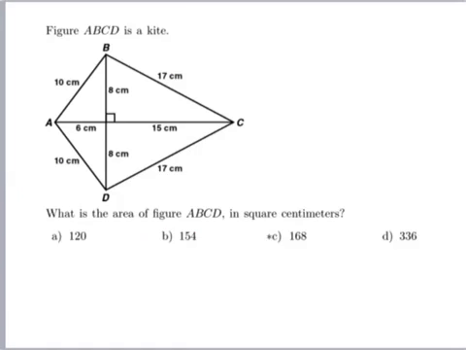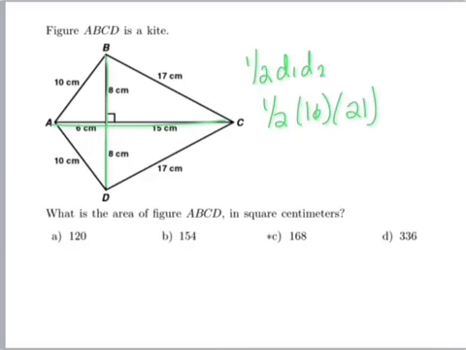We're now to another kite problem. And our formula for the area of a kite is 1/2 D1 times D2. There's diagonal 1, it's 16. Diagonal 2 is this distance, which is a total of 21. And so if I do 1/2 of 16 times 21, we should end up with 168.